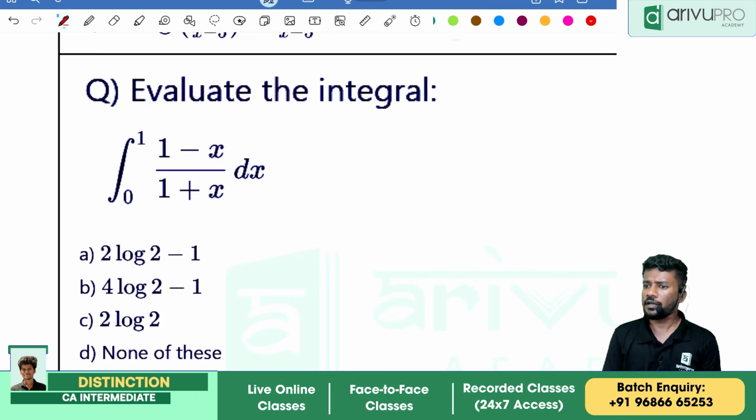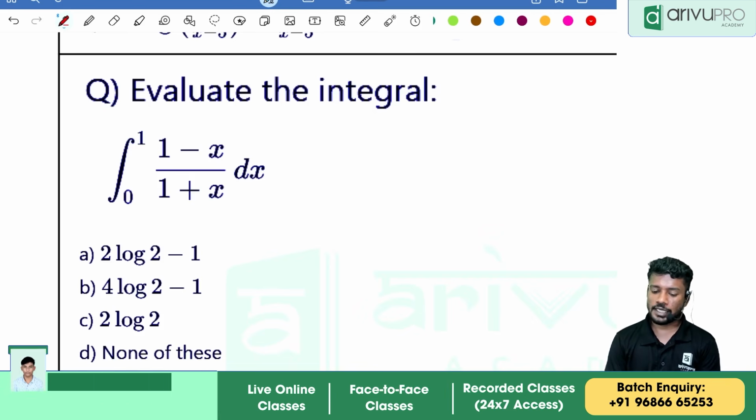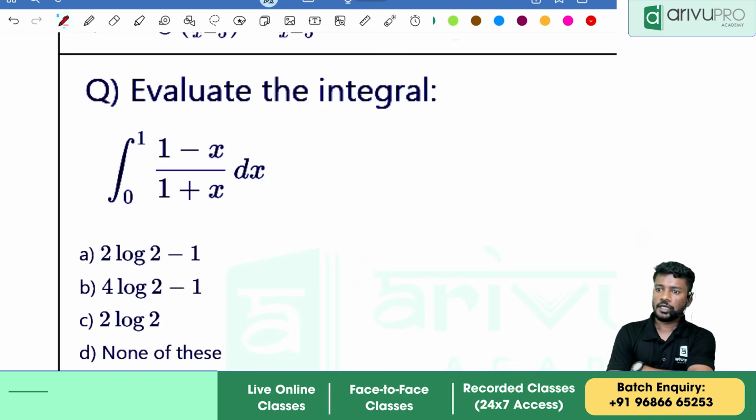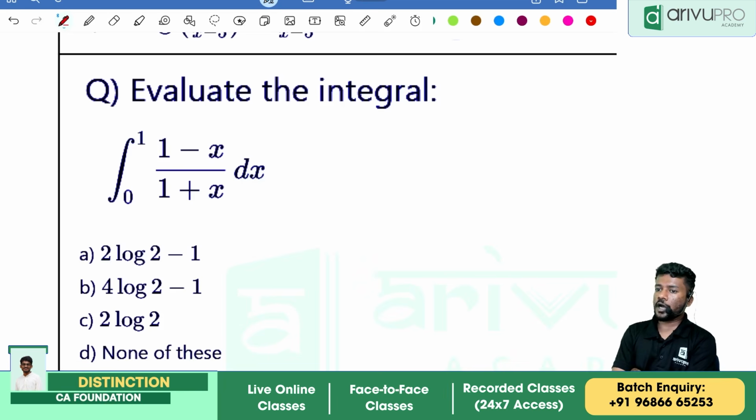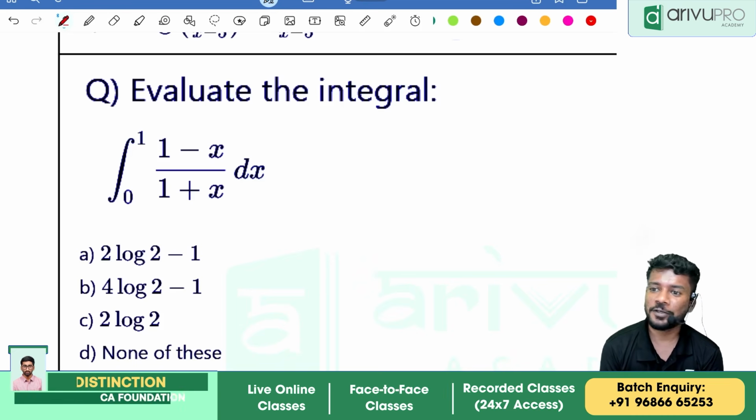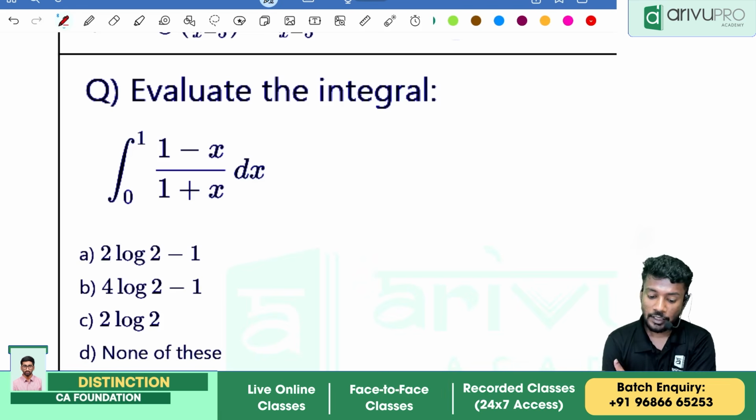Any idea for solving this? Yes. But will that give you the answer? Sir, 1 by 1 plus x, we can make it x by 1 plus x. How to integrate x by 1 plus x? Substitution. No, what substitution will you take then? We cannot take substitution, the power is the same anyway. Yes, we can split it. How to split?